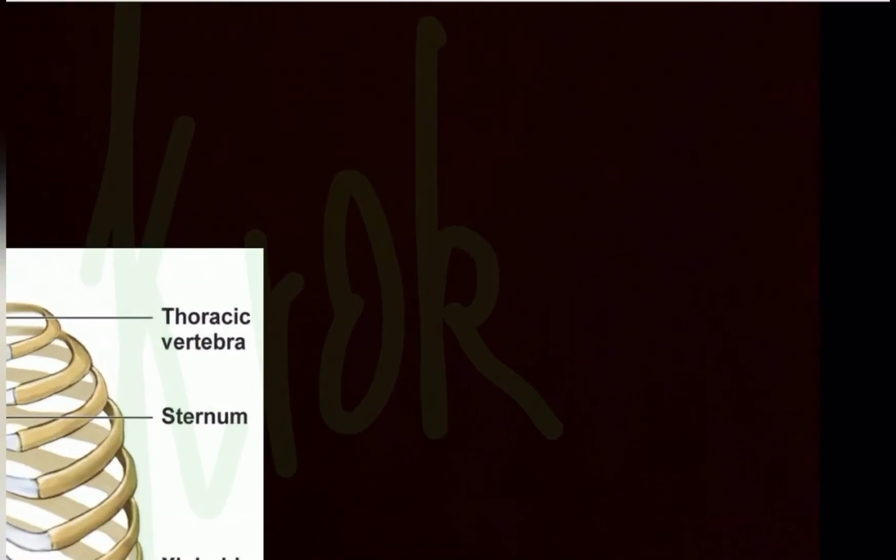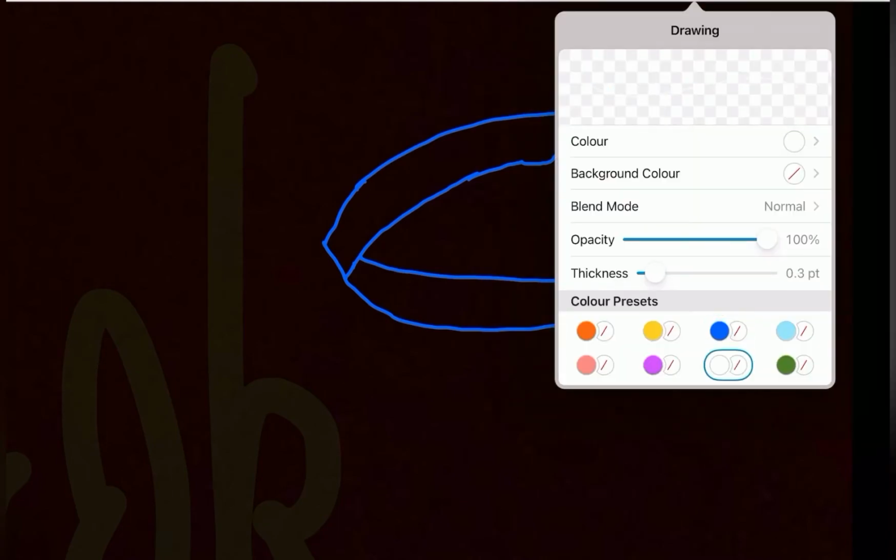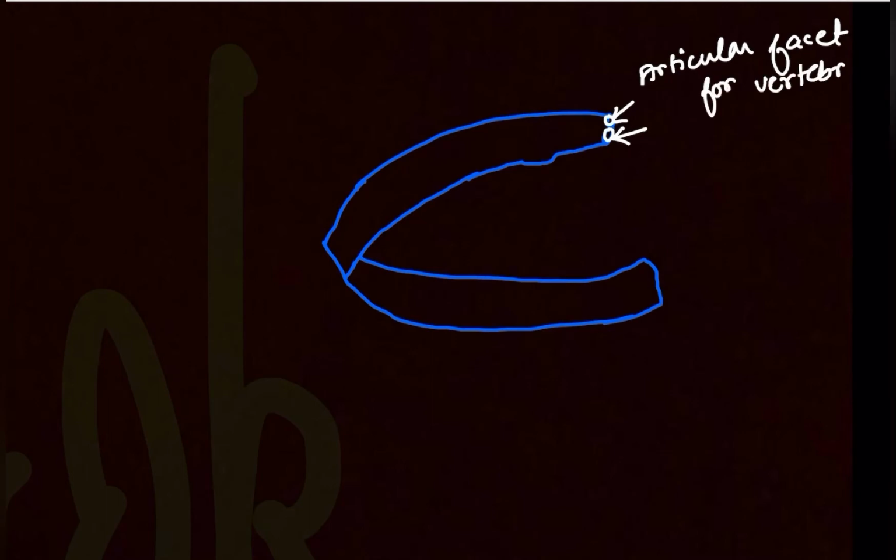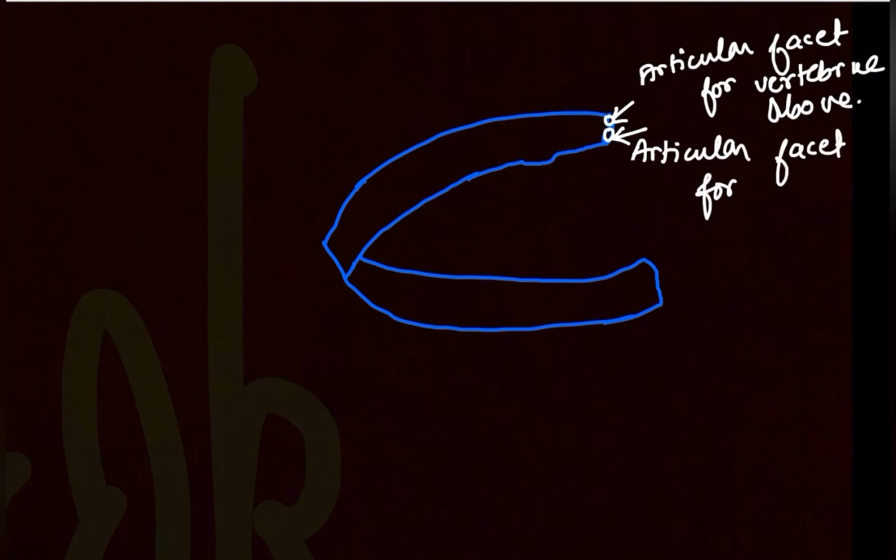Now let's look at a single rib in particular. So this is a rib, okay? We are looking at it from the front side. So as you can see, this rib I have drawn 2 circles, okay? These are articular facets. Now this above articular facet is for the vertebrae above. Now what does that mean? I'll explain you right now. And this is also an articular facet for the corresponding vertebrae. I'll explain you this in a few minutes, just wait.